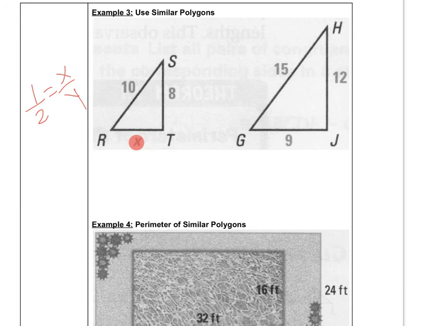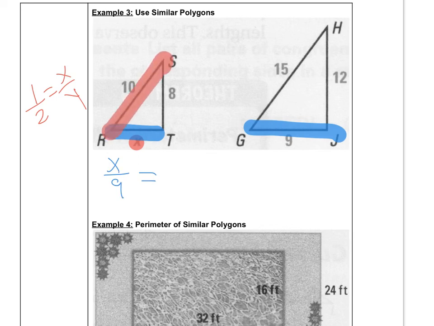So let's start with the X. We're going to go little over big, so it would go with this side here. So I'm going to say, okay, we're going to have X over 9 is equal to, and I don't know, let's just use this side here. You could have used the other one, it doesn't matter, but you definitely needed to use these two sides that I highlighted in blue. So we're going to say 10 over 15. I went little to big both times.